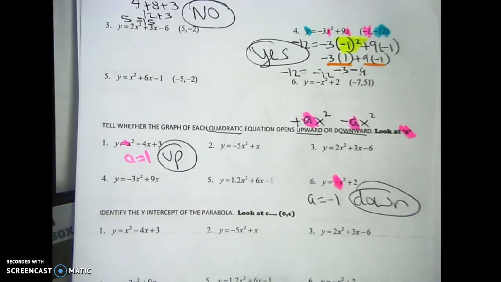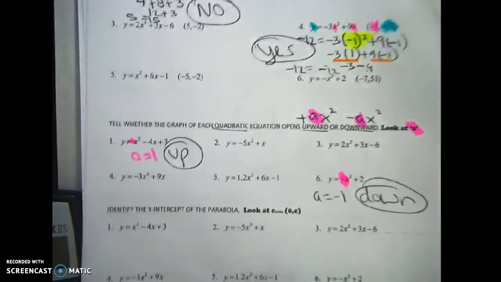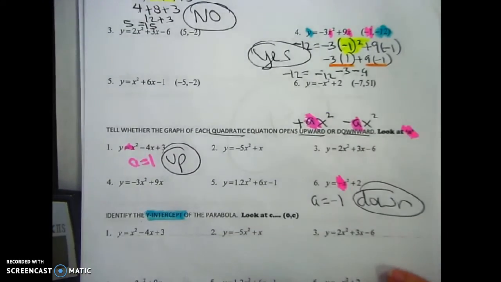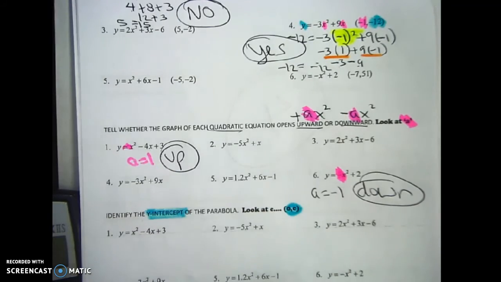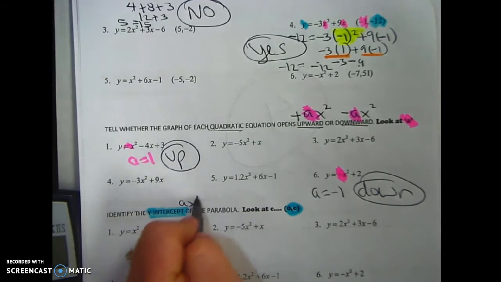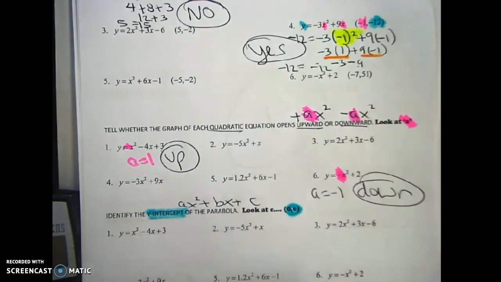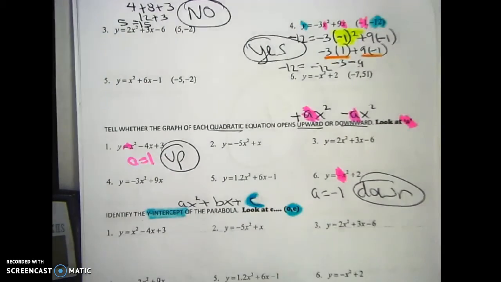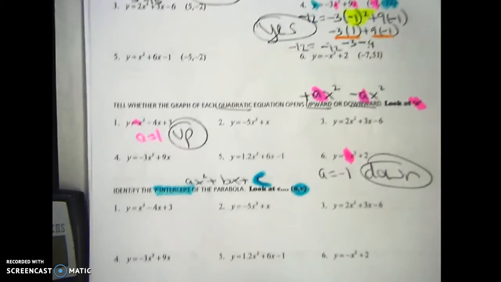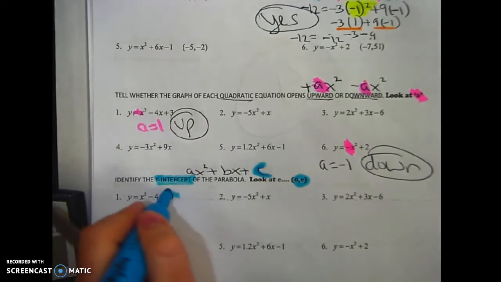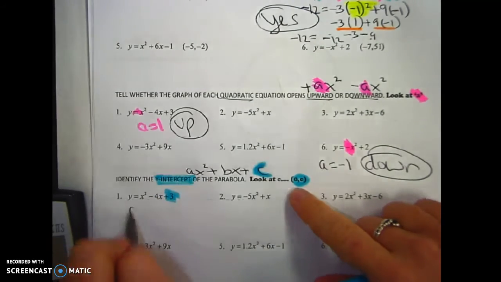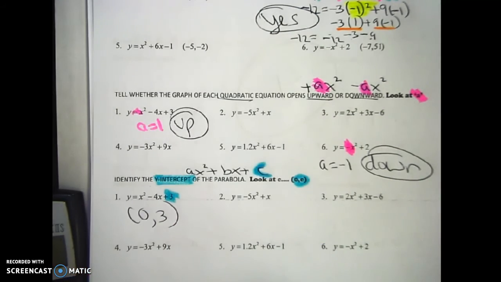Okay? The next thing you're going to have to do is identify the y-intercept. The y-intercept is always told by the letter c. So remember when you did the quadratic formula, your a tells you if it goes up or down, but the c, the last number, is the y-intercept, and we'll talk about that when it gets to graphing. So I just look at the last value, which is 3. I write it as a point, and I'm good to go.